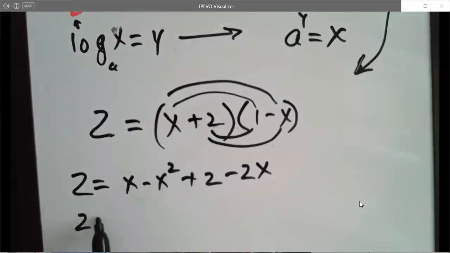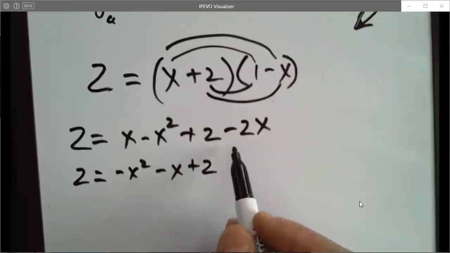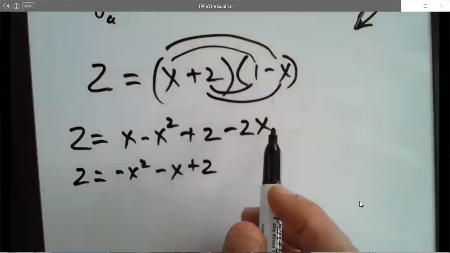Okay, so now we bring that 2 down and we combine like terms. So we'll put the negative x squared first. X minus 2x is a negative 1x plus 2. Okay, questions with that?